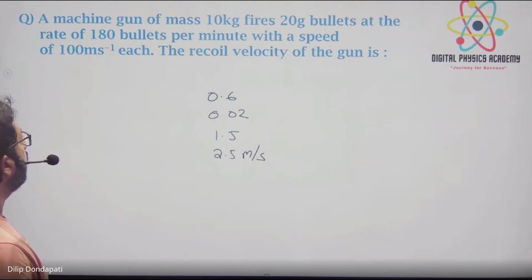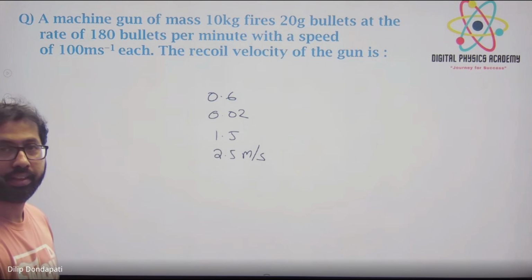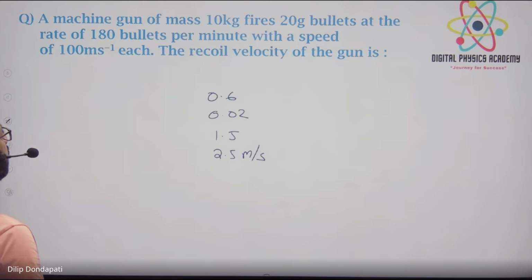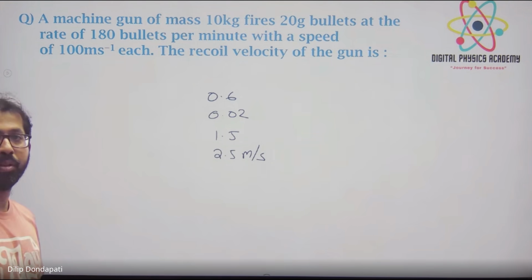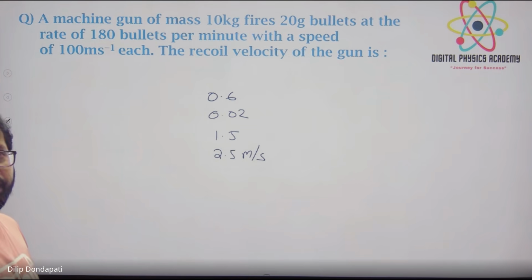So the 180 bullets per minute means dm by dt is 180. See, it is not mass. Always try to take bullets per second. N is the number of bullets per second, so divide by 60. The gun one will be easy.